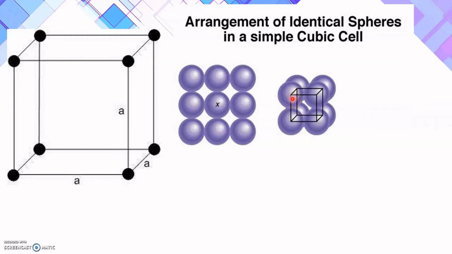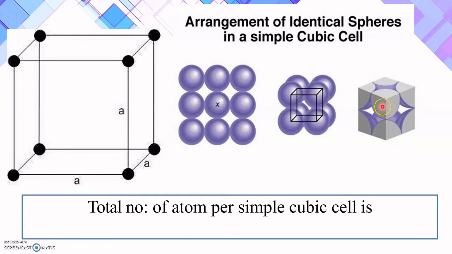Each corner of a cube, and hence each corner atom, is equally shared by 8 other unit cells. If you consider the part of the atom inside the unit cell, it can be seen that each atom at the corner contributes only 1/8 of its original volume to the unit cell. Hence, the contribution of one corner atom to the unit cell is 1/8.